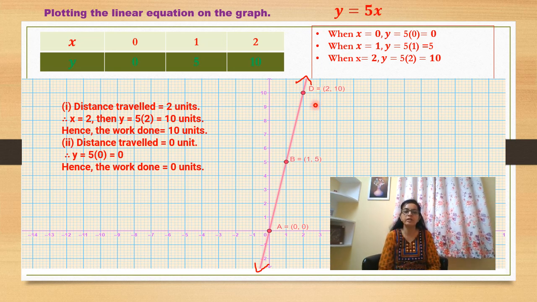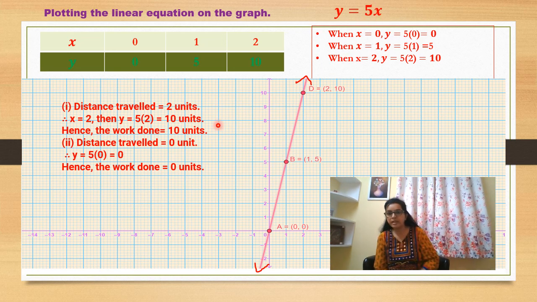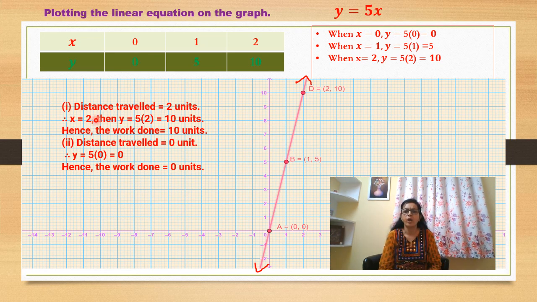Now, even in the question, it is asked what will be the work done when the distance traveled is 2 units. So it's already in our table. You need not go anywhere, just move to the table. In the table you can see when the distance traveled is 2 units, the work done is 10.